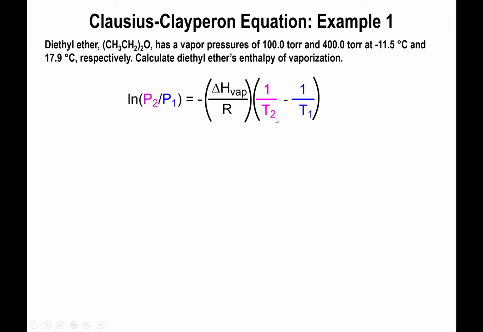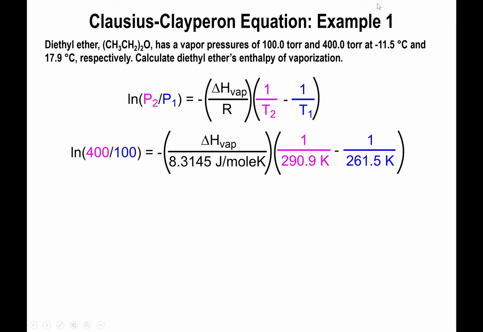Now, one thing you have to be careful about is to associate P2 with T2. So 100 torr goes with negative 11.5 degrees Celsius. 400 torr goes with 17.9 degrees Celsius. And you have to make sure to change the negative 11.5 and the 17.9 to Kelvin, so you add 273 to each of them. And so your T2, which is 17.9 plus 273, is 290.9, and negative 11.5 plus 273 is your 261.5 Kelvin, your T1. Alright, and you do the same thing here, P2 over P1. So just make sure to keep those straight, and it might even be better for you to write on the left side, P1 equals 100, P2 equals 400. T1 equals negative 11.5, which then you convert to Kelvin, and T2 equals 17.9, which you also convert to Kelvin.